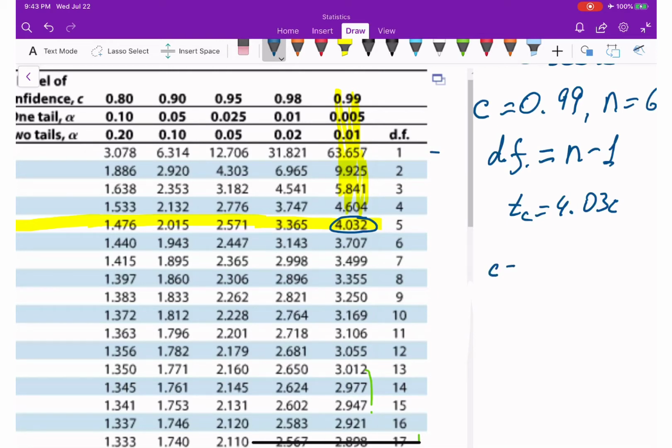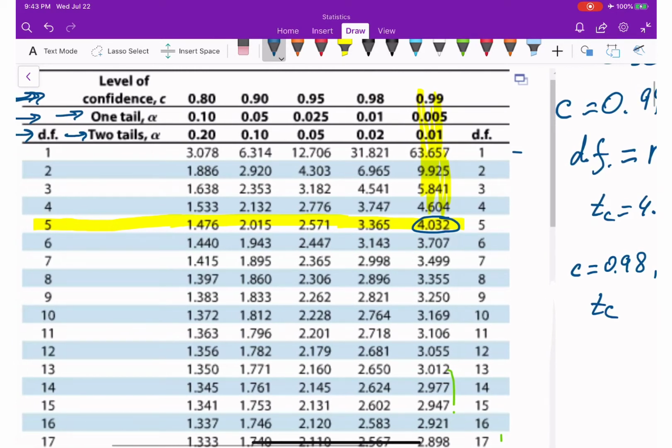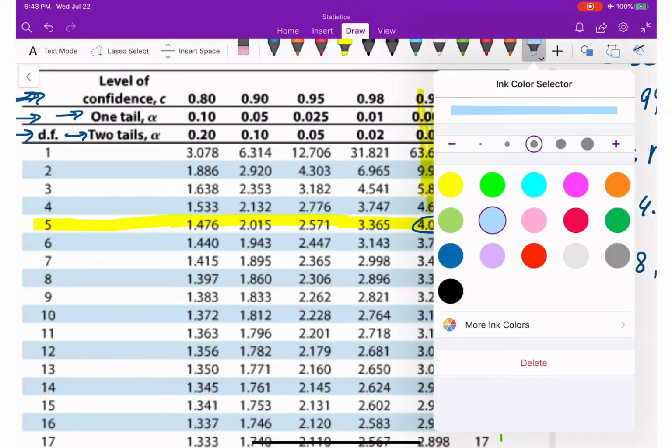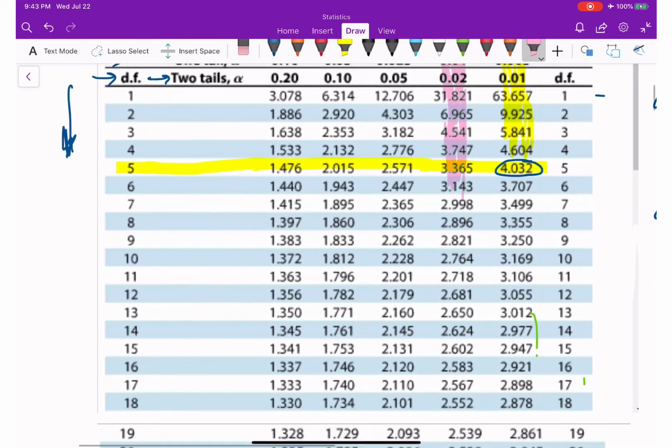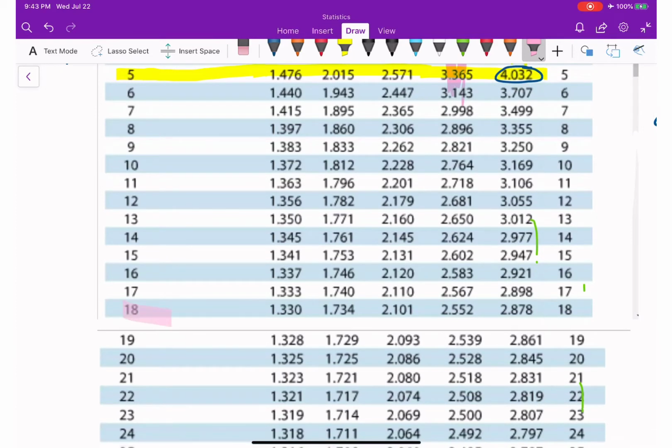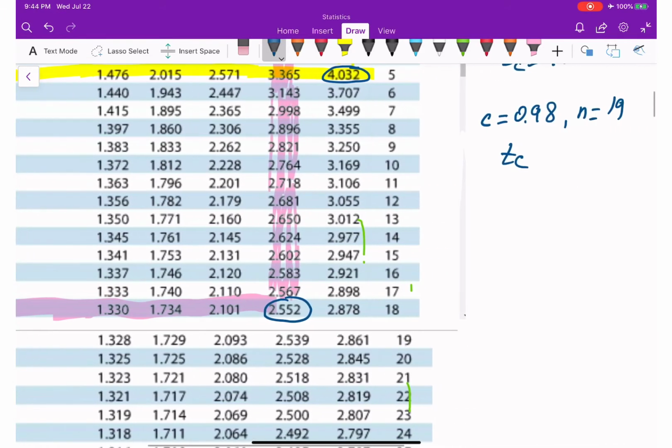All right, next one. Confidence level is equal 0.98, sample size is given 19. To find T critical, first we need to find confidence level 0.98. Here it is. And we're going down till degree of freedom equal 18 because n is 19, so degree of freedom will be n minus 1, which is going to be 18. Here it is. So T critical is going to be 2.552.